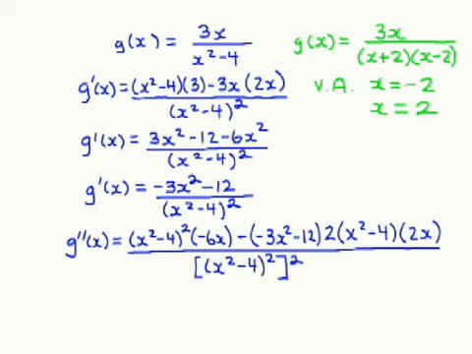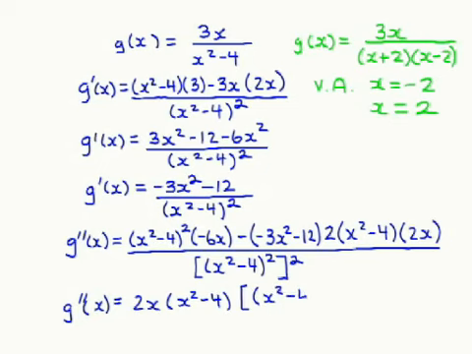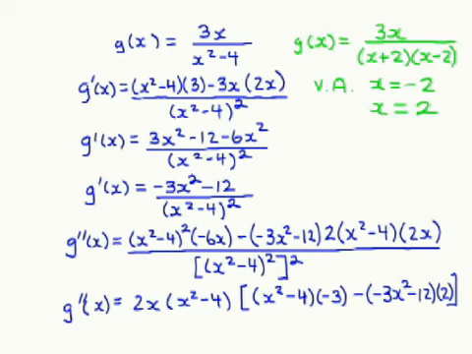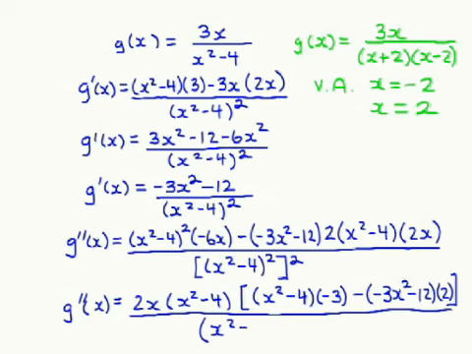So in the next step, what I've done is I've looked at my terms in the numerator and I said, can I common factor anything out? Well, I can. I can common factor out a 2x and an x squared minus 4. And that leaves me within the squared brackets with an x squared minus 4 times a negative 3. Subtract from that negative 3x squared minus 12, which is multiplied by 2. And then all of that will be divided by x squared minus 4 to the 4.